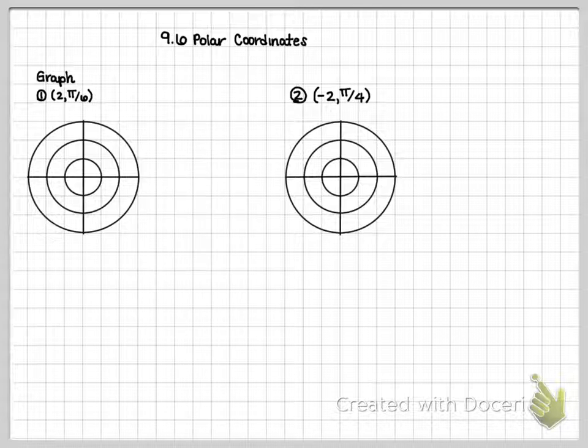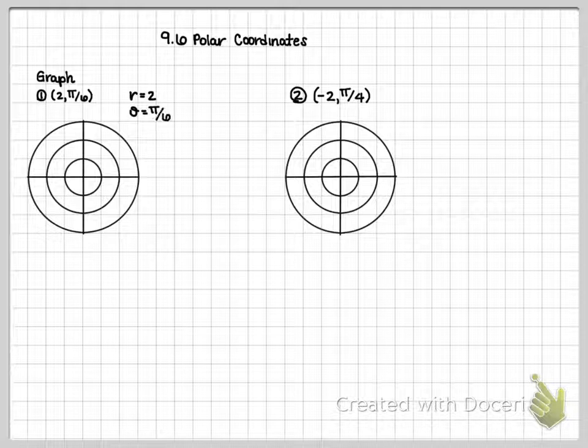You'll notice that I only drew these out to 3 because the points given to me each have a radius of 2. So I only really needed 2 circles, but I made it just a little bit bigger so I had some room to work. Taking a look at the first point, the radius is 2, so I want to be on the second ring. And my angle, or my theta, is pi over 6.